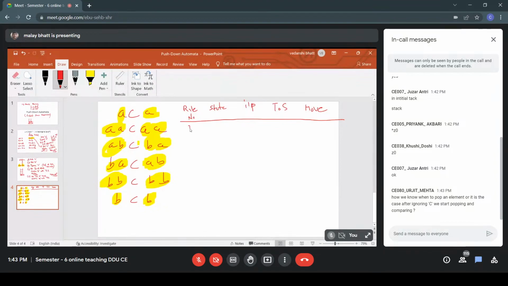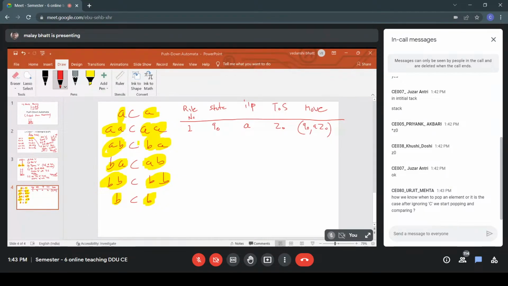So I can write the first rule as: from the state Q0, the initial state, on input symbol A, when the top of the stack is Z0, we will push the symbol on the stack. This is our first rule. Are you getting this rule?